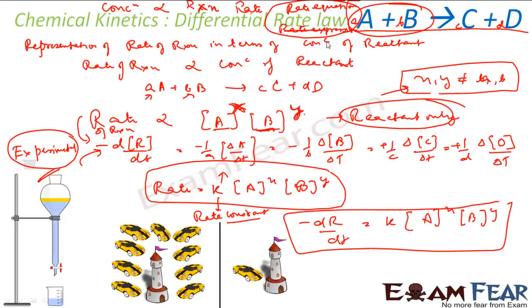Rate law is nothing but the expression in which the reaction rate is given in terms of molar concentration of the reactants, with each term raised to some power, which may or may not be the stoichiometric coefficient. I told you x and y may or may not be a and b. Generally it is not, of the balanced reaction. So that is my rate law. Correct?